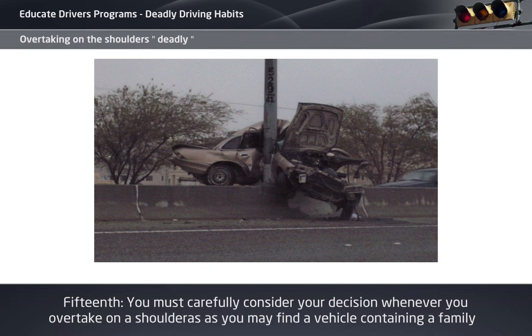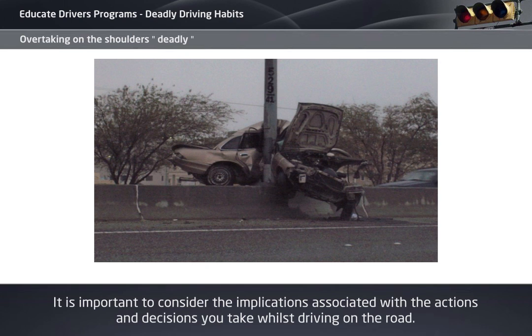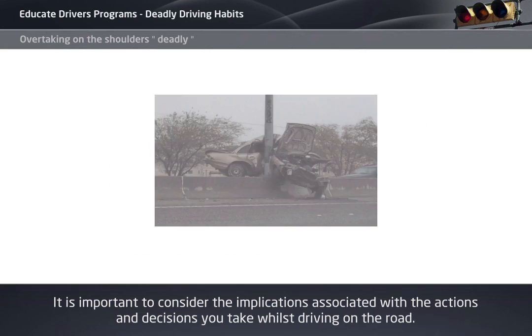15th. You must carefully consider your decision whenever you overtake on a shoulder, as you may find a vehicle containing a family and you may kill its occupants, mother, father, and children. It is important to consider the implications associated with the actions and decisions you take whilst driving on the road.